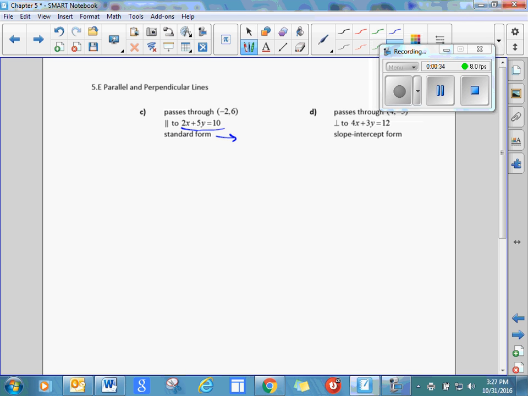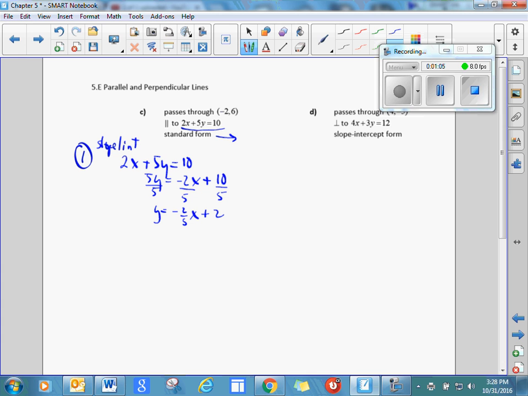and that ultimately we need to write our equation in standard form. So the first thing we're going to do is write our comparison line in slope-intercept form. So 2x plus 5y equals 10. We need the y alone. So we'll subtract 2x from both sides. And then we need to divide everything by 5. So our slope-intercept form is y equals negative 2 over 5x plus 2. So that's great. Now we've identified what the slope of our comparison line is.